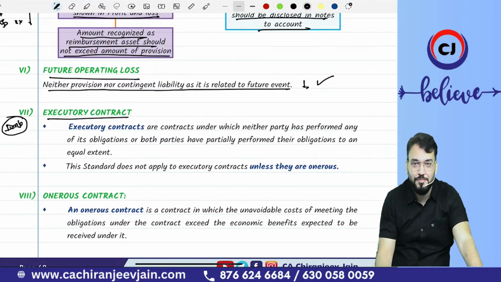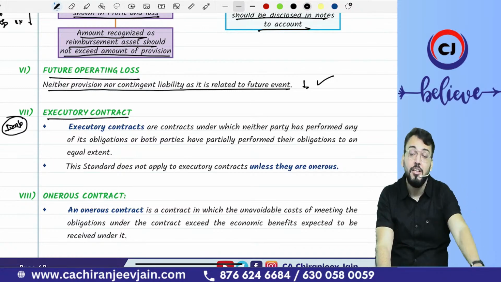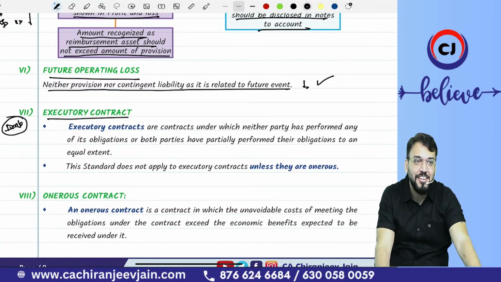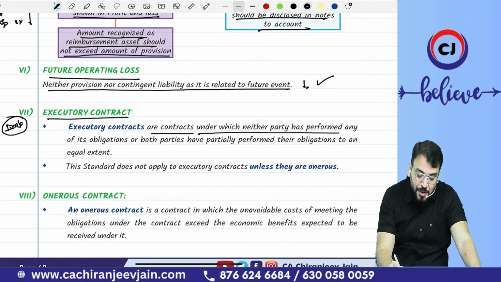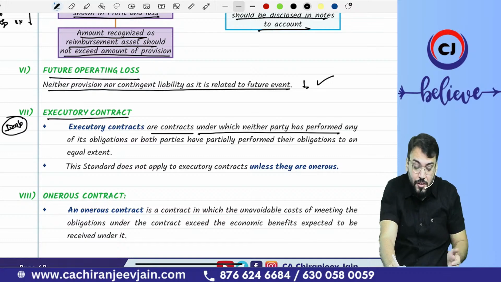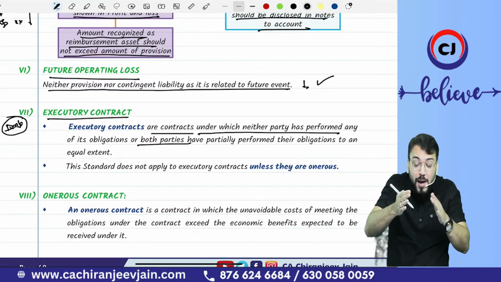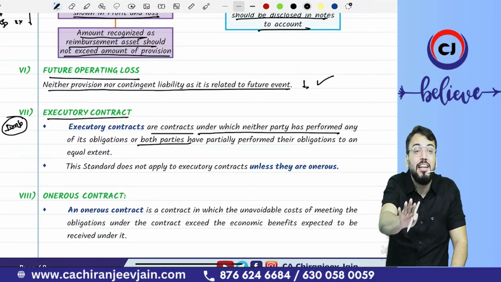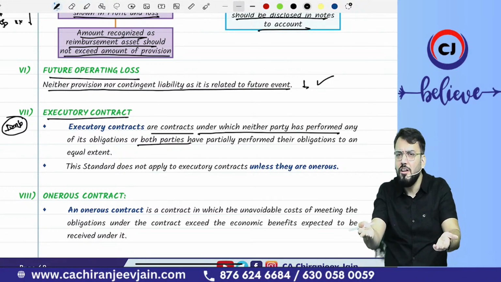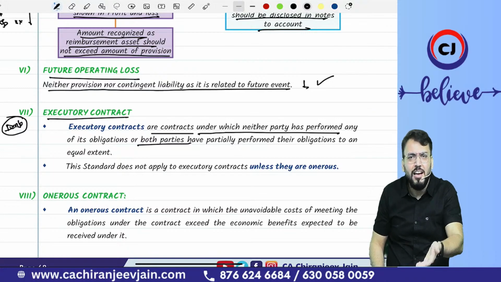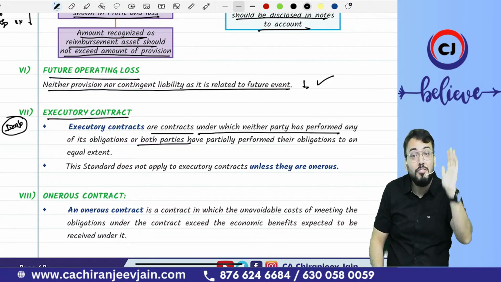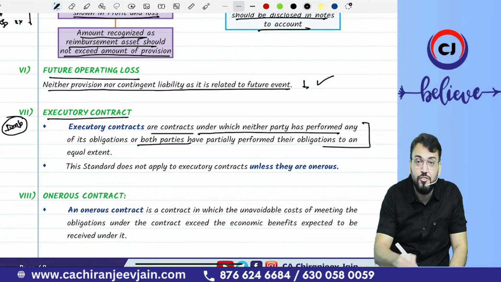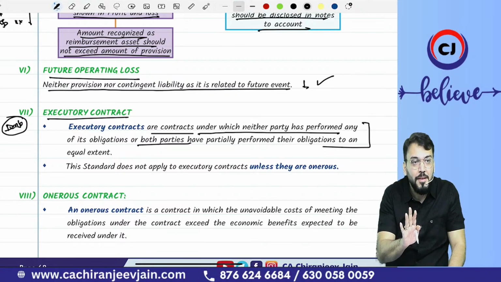Let's read. Now a different style. Let me teach in this way. I am not asking any question. Look children, executory contracts are those contracts under which neither party has performed any of its obligation, or both the parties have partially performed the obligation to an equal extent. Understood or not? Did you understand this English or not? Did you recall something? Even if you did not recall, can you say you have understood this para or not? Say yes or no.